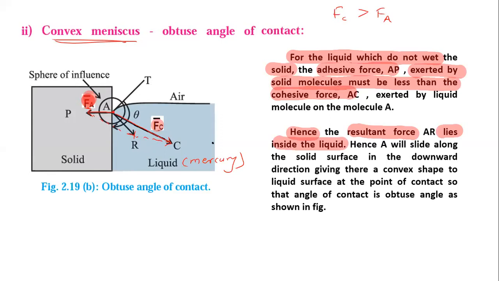So you can see as cohesive is greater here, therefore the resultant lies inside the liquid. Hence molecule A will slide downward. It is coming downward because the downward force is acting on this molecule. So downward direction, giving the convex shape. So if you get the convex shape for the upper surface, then definitely the angle of contact is obtuse. So that's it. This explanation you can also write in your own words.